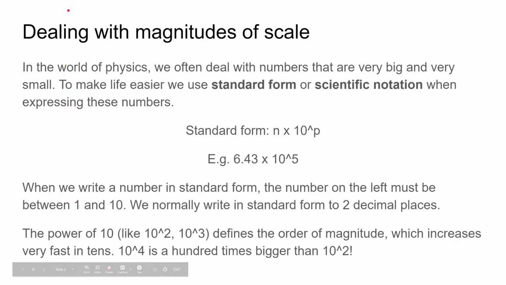So dealing with magnitudes of scale. In the world of physics, we often deal with numbers that are very big and very small. So to make life easier, we use standard form or scientific notation when we're expressing these numbers. So when we write standard form, we want to make sure the number on the left is between 1 and 10 always, okay? And basically what we do is we take a number which is between 1 and 10, and then we multiply it by 10 to the power of p, where the p can be any integer, right?